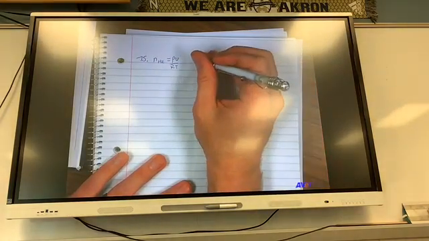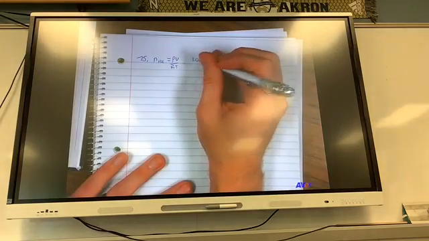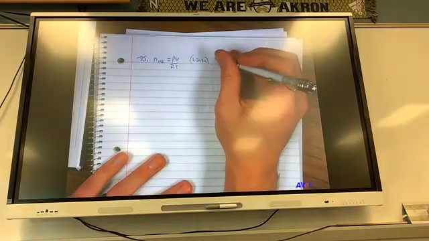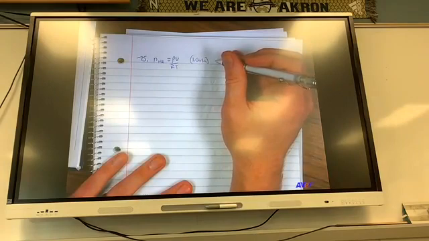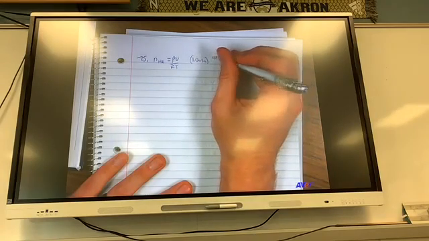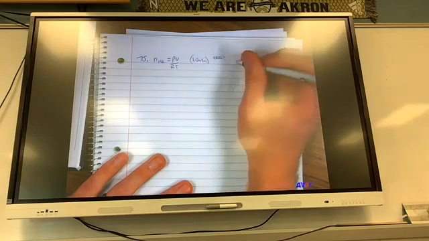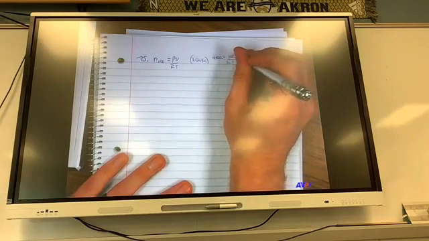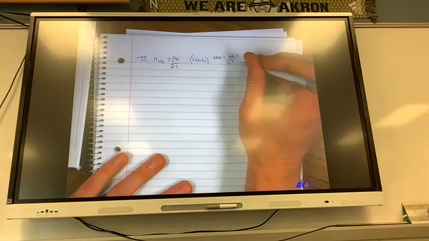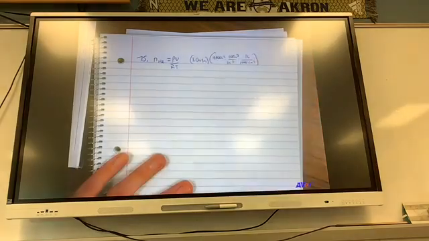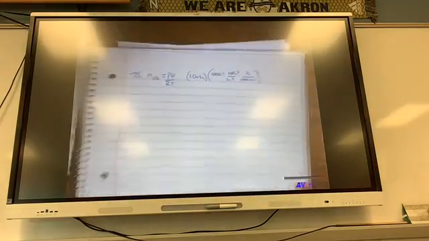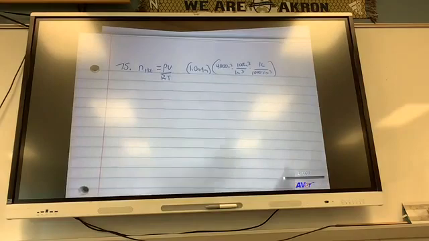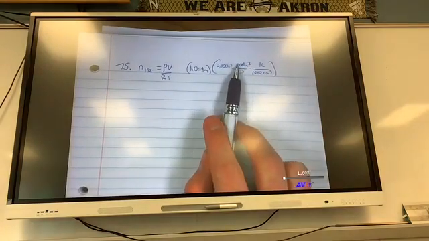I have 1.0 atm times, I'm going to put a little bit of stoich in my setup because I can, 4,800 meters cubed times 1 meter cubed is 100 centimeters cubed times 1,000 centimeters cubed are in 1 liter. You agree that's all accurate? Yes. Remember, you're going to have to cube that 100.